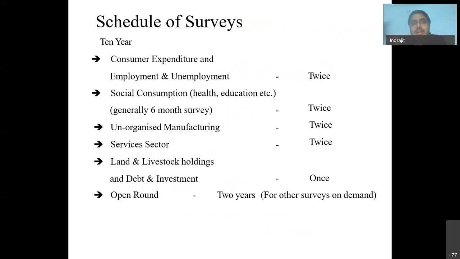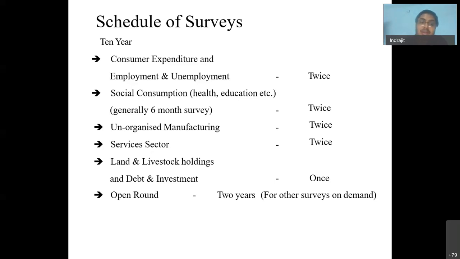Consumer expenditure and employment unemployment, these surveys are conducted twice in a decade. That means it's quinquennial. Now, every 5 years, we have this data, consumer expenditure and employment unemployment. Whereas the social consumption, health, education survey is also quinquennial, but sometimes some kind of irregularities are there. So in a few decades, we may get one in a decade also. The unorganized manufacturing and service sector survey is also quinquennial on a regular basis. The manufacturing survey started long back in 1994-95. The unorganized service sector survey was started in 2001-2. So it also has continued with a 5 year gap.